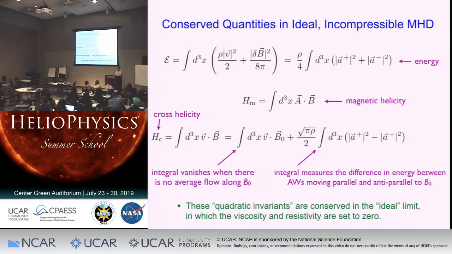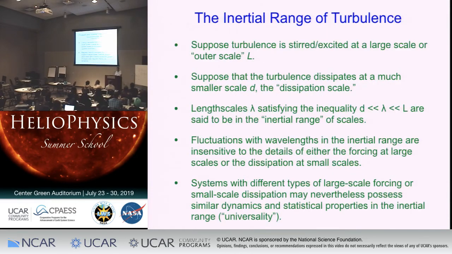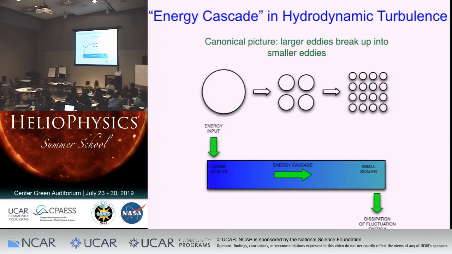Okay. Several slides we're going to skip now. This is supplementary material for you to review. Conserved quantities in ideal MHD: energy, magnetic helicity, cross-helicity, jargon. But you can read a little bit about this in the next few slides. I'm going to skip ahead and focus a bit on the most interesting bits. I want to get to this whole idea of the energy cascade.